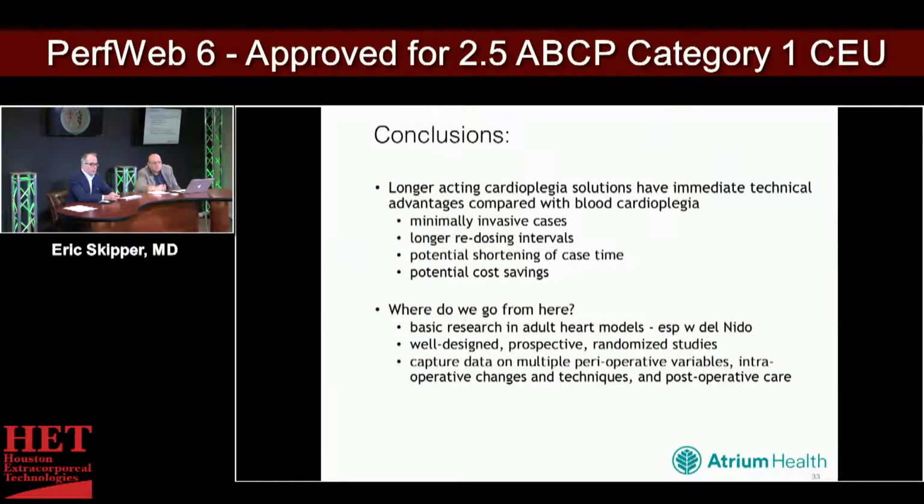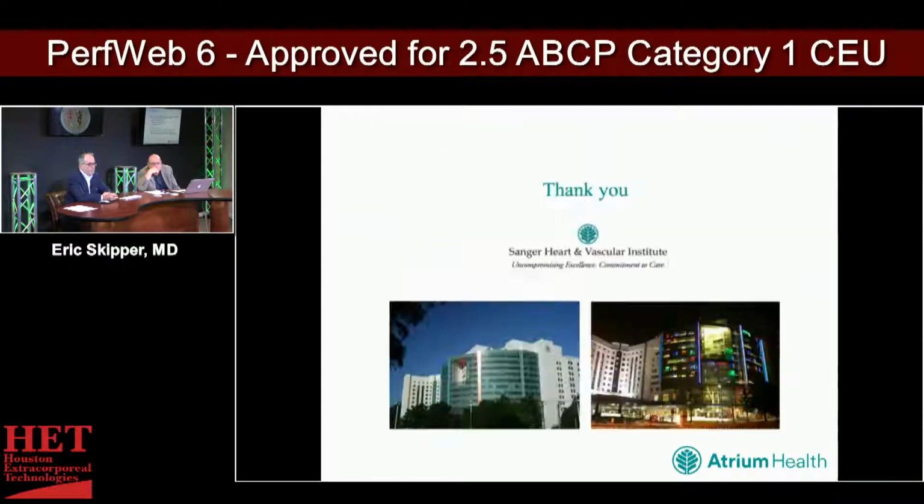Basic research in adult heart models, especially with some of the newer, longer-acting agents, such as modified Del Nido, which modification are people using? It's not all nuts and bolts. And custodial. The longer-acting agents are attractive, but we need to understand what they look like in a prospective, randomized fashion. We need to capture data on multiple perioperative variables, intraoperative changes of technique, and postoperative care, because oftentimes you're comparing apples to oranges when you compare patients in one study versus another.